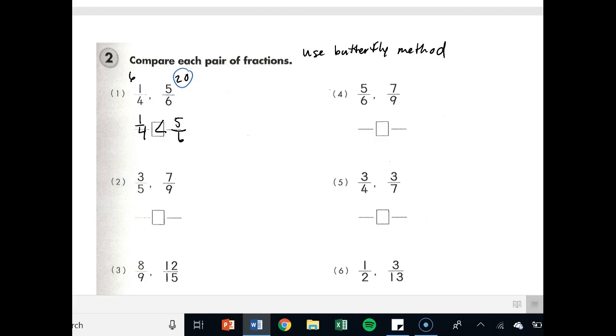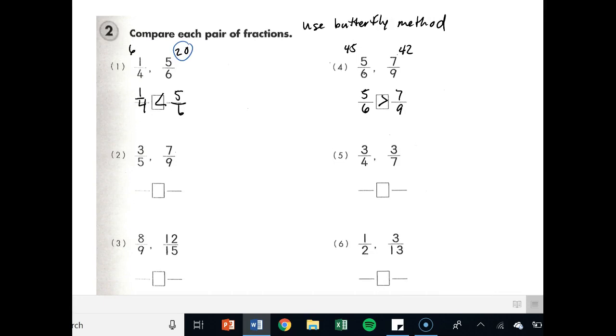Let's do another one. 5 times 9, that's 45. 6 times 7, that's 42. So I then say 5/6 is greater than 7/9, right? It makes sense, right? This is 1 away from being a whole, 6 over 6, and this is 2 away from being a whole, 9 over 9. So that's why being 1 away from a whole is greater than 2 away, right?